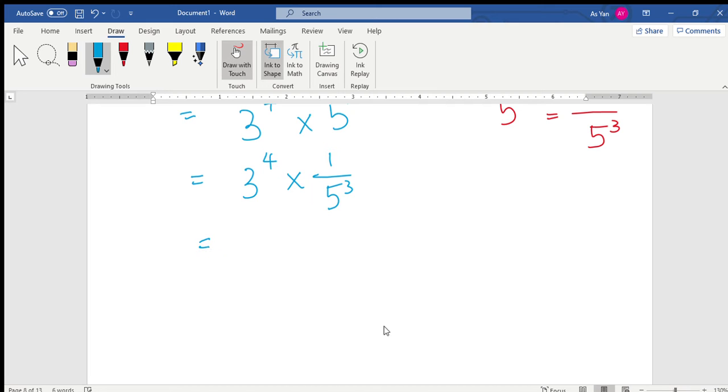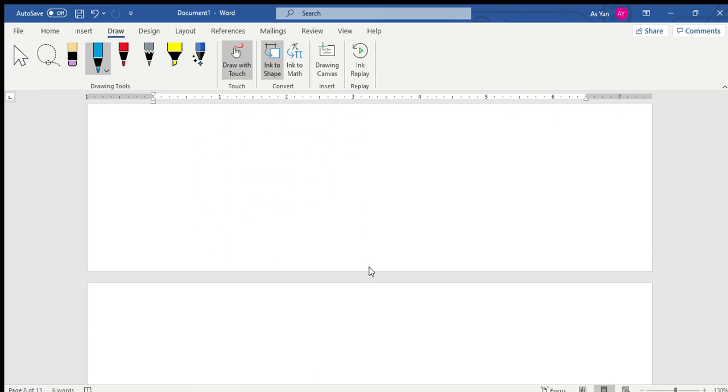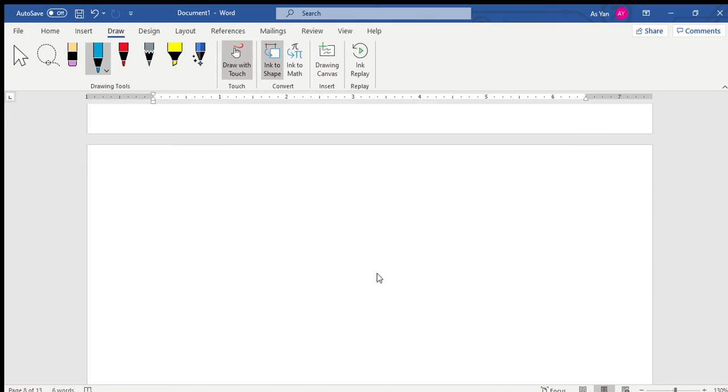So then using the calculator, 3 to the power of 4 is 81, times 1 over 125. So 81 times 1, 81 over 125. Okay, that is the final answer. So now let's do question D. Question D sounds like this.